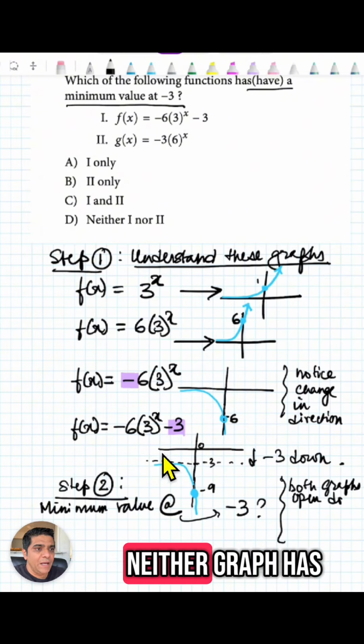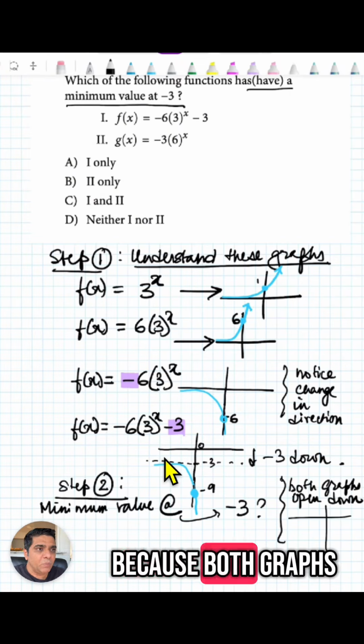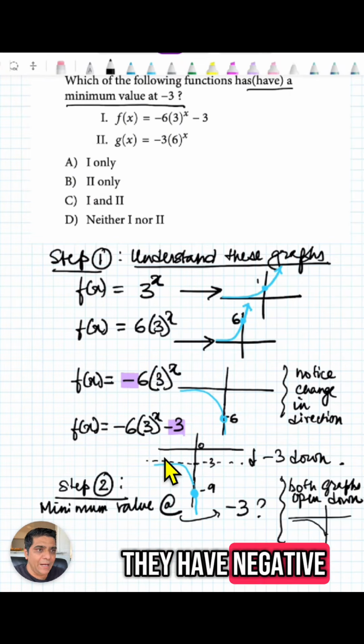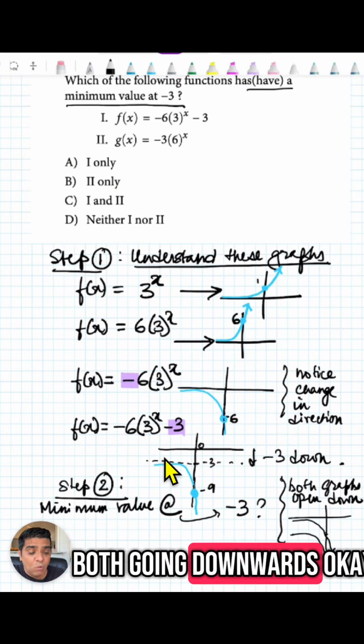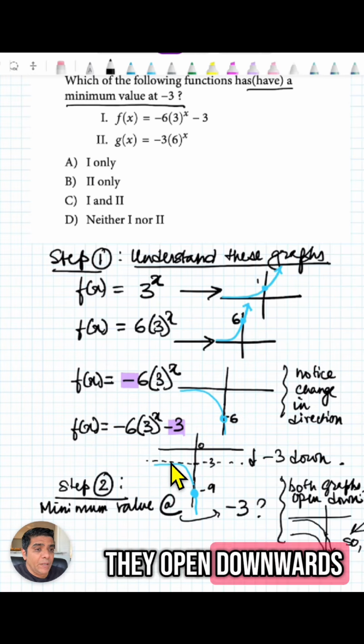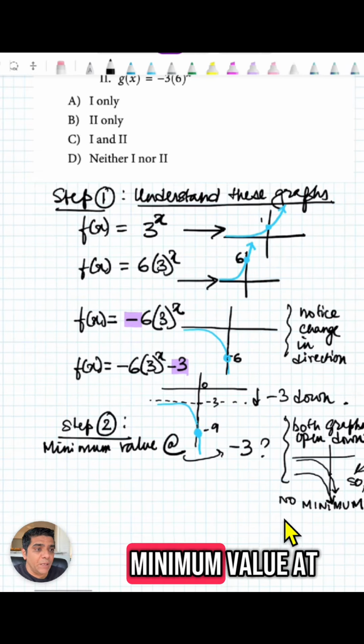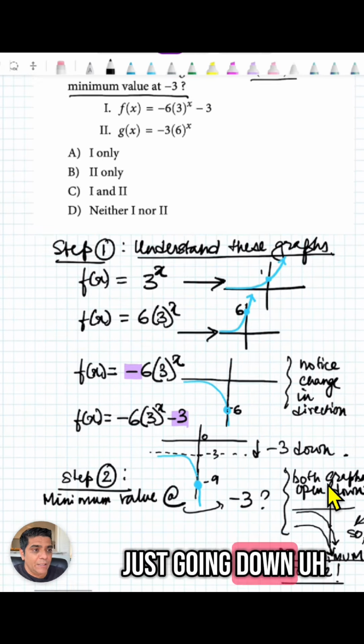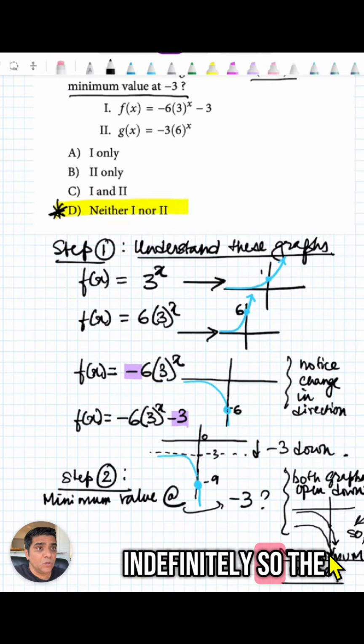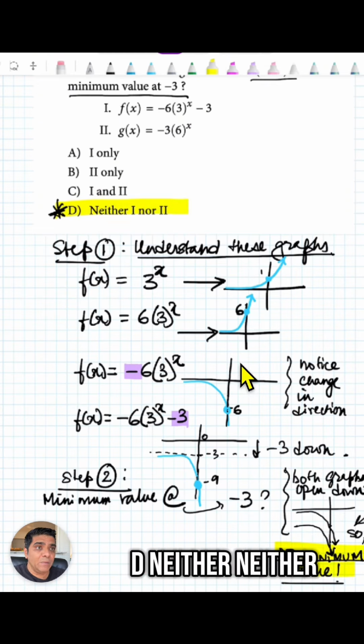So you see, we're looking for a minimum value at -3. At -3, neither graph has a minimum value, because both graphs are going down. They have negative a's, so they're both going downwards. They open downwards, so they don't really have a minimum value at all. They are just going down indefinitely. So our choice is D. Neither 1 nor 2 will have a minimum value at -3.